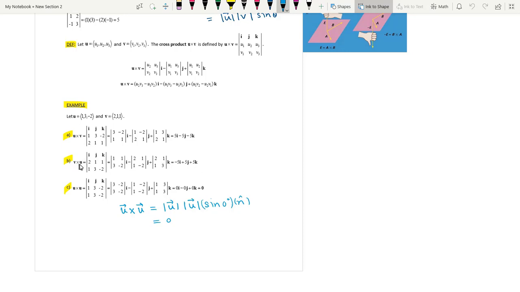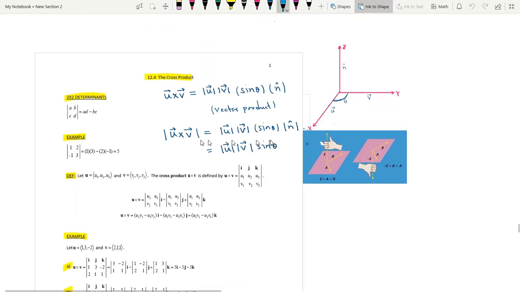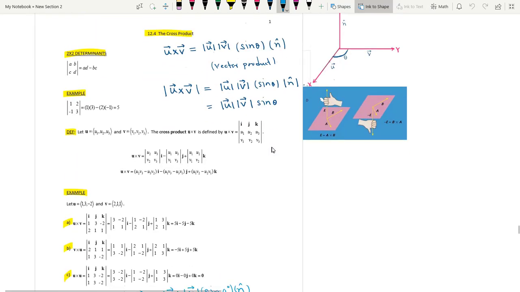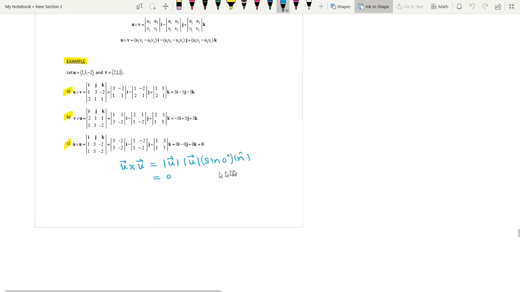Did you see v cross u is the opposite of u cross v? That means if u cross v goes upward, then v cross u goes downward. Okay? And u cross u, its value is 0. Now if you apply this formula, then u cross u would also be 0, because the angle between u and u is 0 and sine 0 is 0.